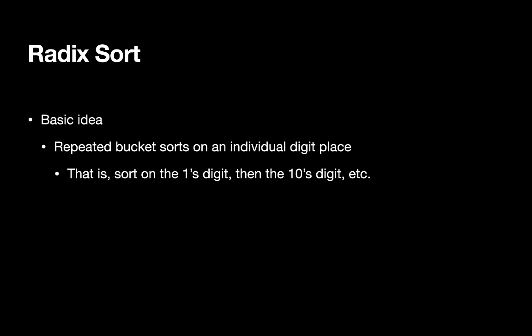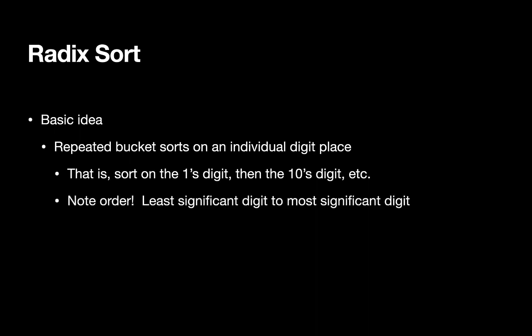Since we're working in base 10, we've got a total of 10 choices for digits, 0 through 9. So we'll create buckets for each possible digit that we might have. For our example, we could have up to 10 different buckets. If we were sorting based on binary, we would just have 2 buckets. If we were working in base 16, we'd have 16 buckets, and so on and so forth.